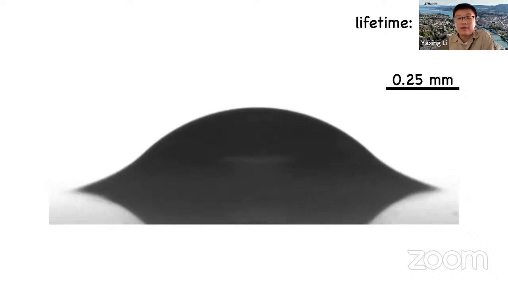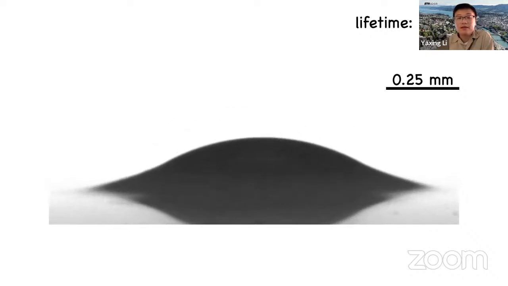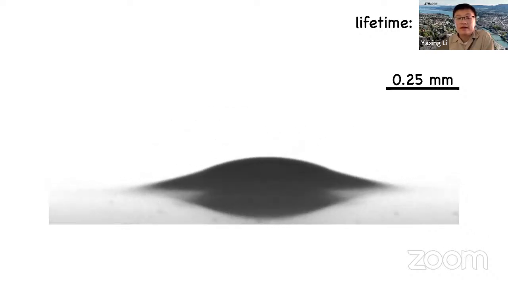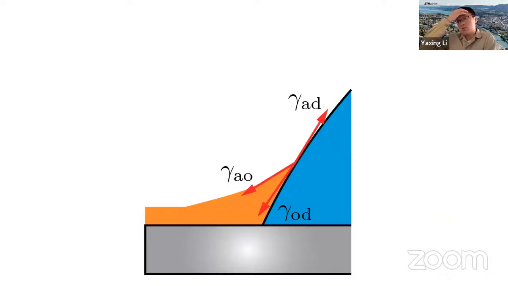So then we let it evaporate, it becomes flat, and then shrinks, then disappears. We want to understand why the geometrical configuration becomes something like this. Then we look at the local information. We have this three-phase contact line. We have the air-droplet surface, the air-oil surface, and the oil-droplet surface.